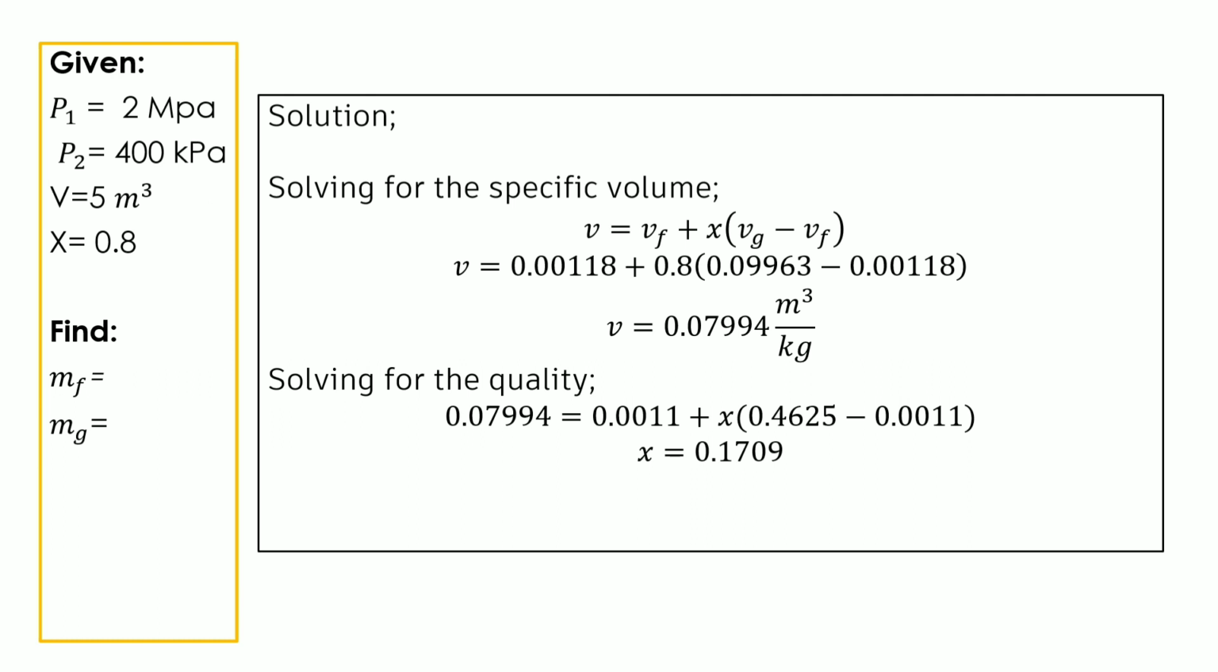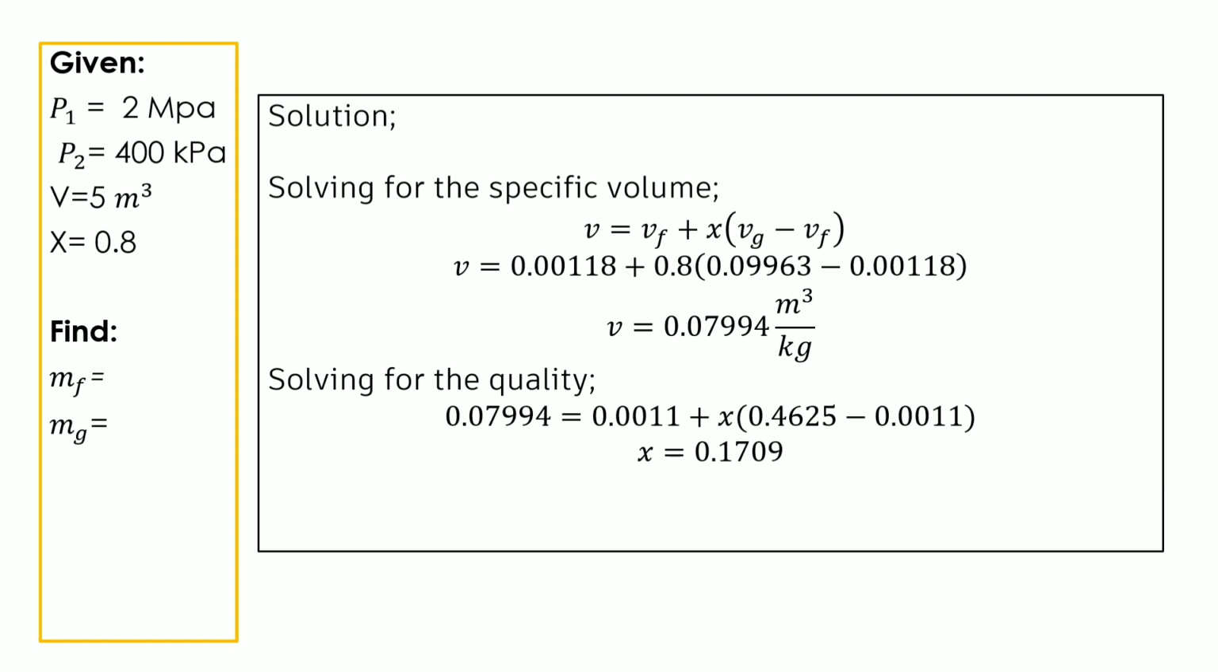On our steam table, we find the vf to be 0.00118 plus our quality that is given, 0.8, multiplied with the difference of the saturated water vapor and the saturated liquid: 0.09963 minus 0.00118. We now have the calculated specific volume of the substance to be 0.07994 cubic meter per kilogram.